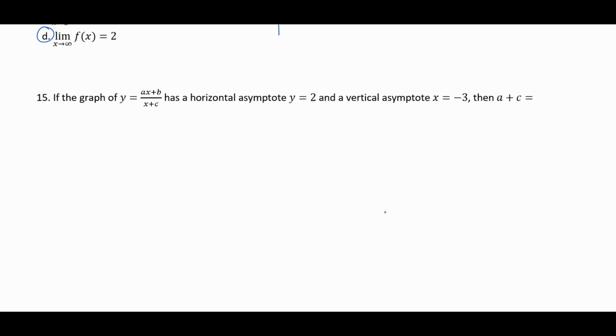And lastly, if the graph of y equal to ax plus b over x plus c has a horizontal asymptote y equal to 2 and a vertical asymptote at x equal to -3, then a plus c is equal to what?